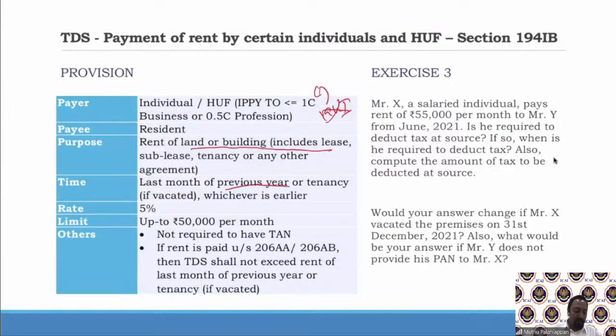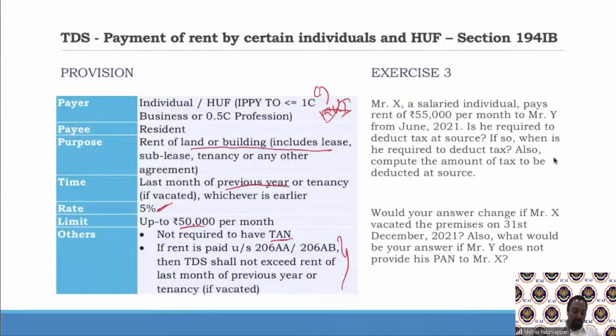What TDS needs to be deducted? 5%. It is not applicable if the rent payment is up to 50,000 per month. So only if it is crossing 50,000 per month, TDS becomes applicable. For this also, you need not obtain TAN. This provision, I'll just briefly explain here. Before that, I'll just go and explain what happened.